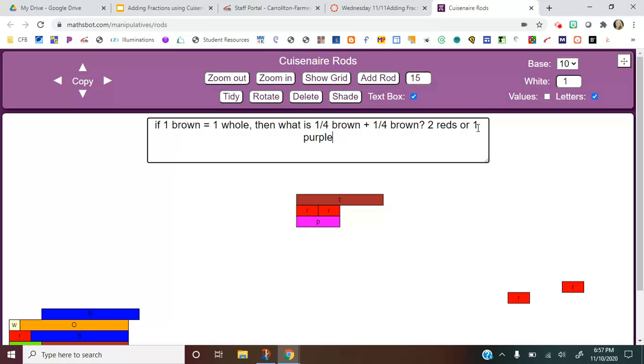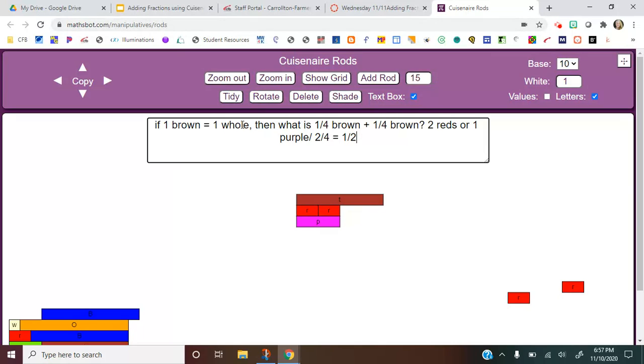Purple. And so mathematically, what is that equivalent to? That shows me 2/4, right? The 2 reds, which is 2/4, which is also equivalent to half, right? Because it would take 2 purples to make the tan.